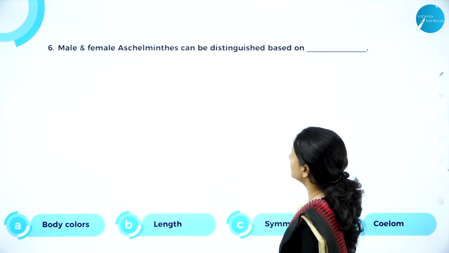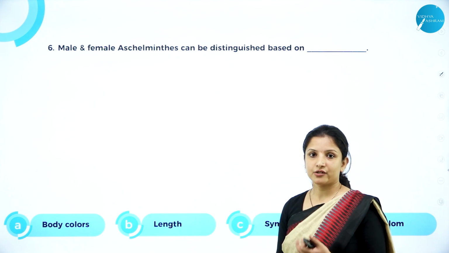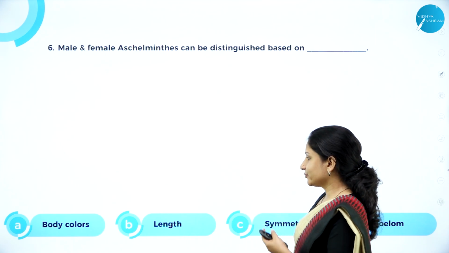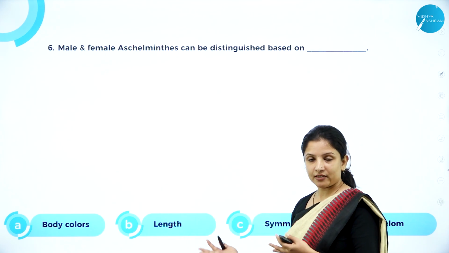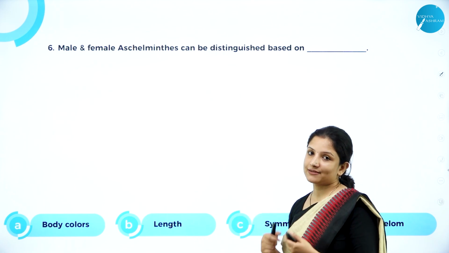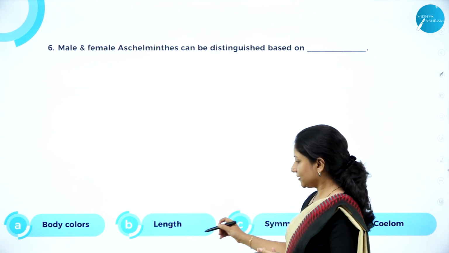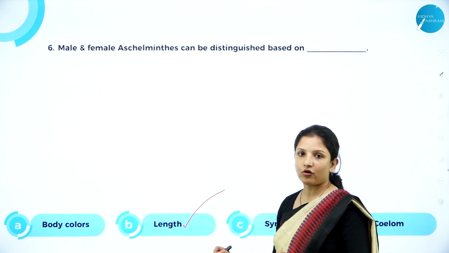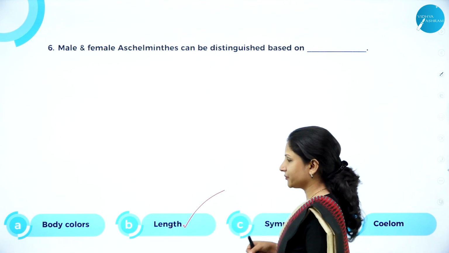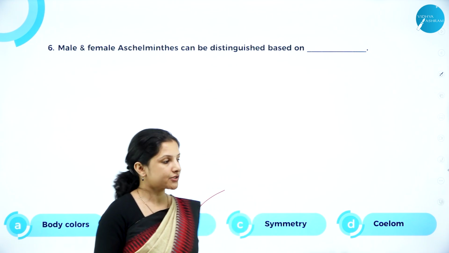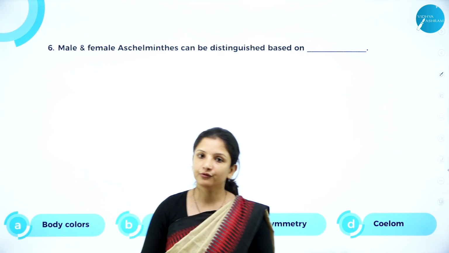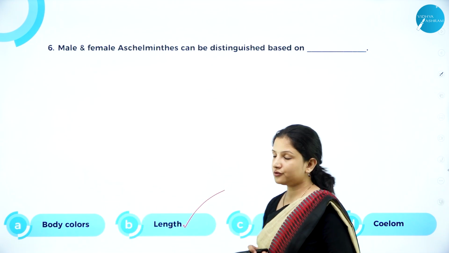Male and female Aschelminths can be distinguished based on, as I told you, length, right? Is it body color? No, because you have already seen the image, and both body colors are exactly the same. Is it the length? Yes, because the female is longer than the male. Is it the symmetry? No, because both exhibit bilateral symmetry. Is it coelom? No, because both are pseudocoelomates.